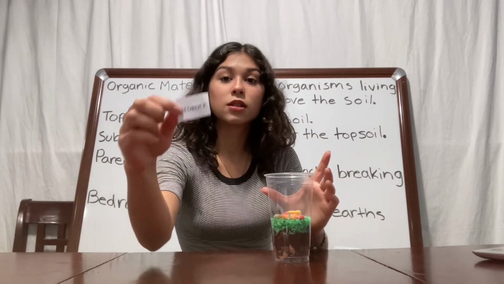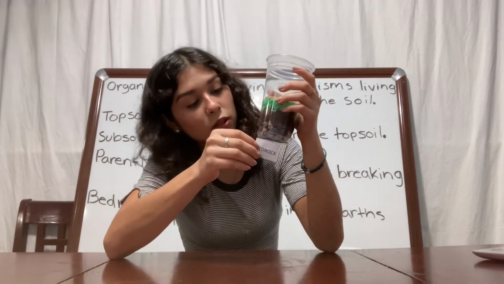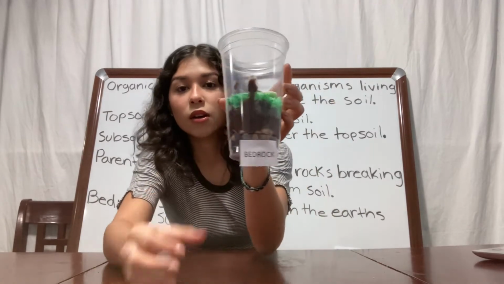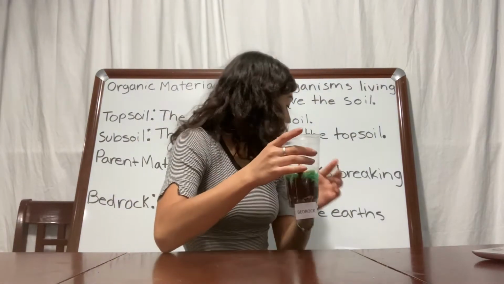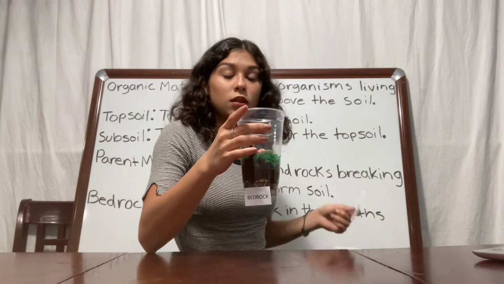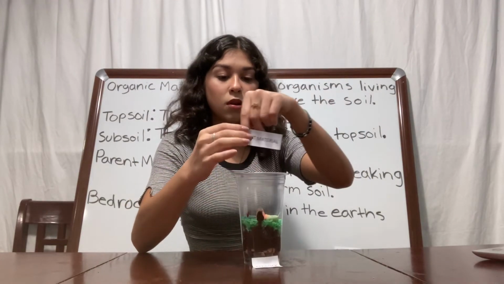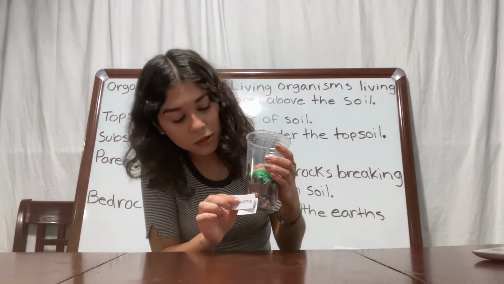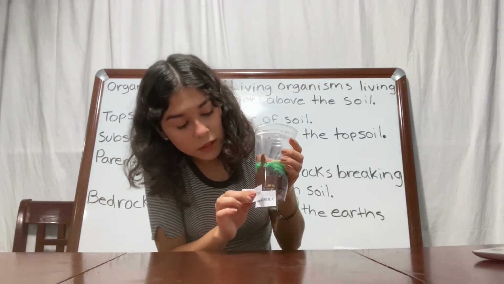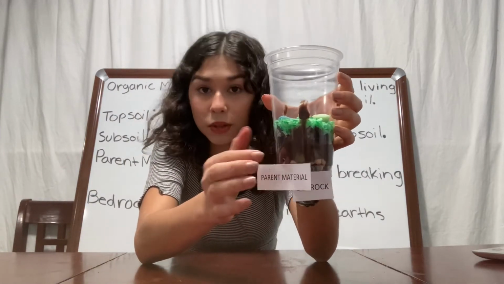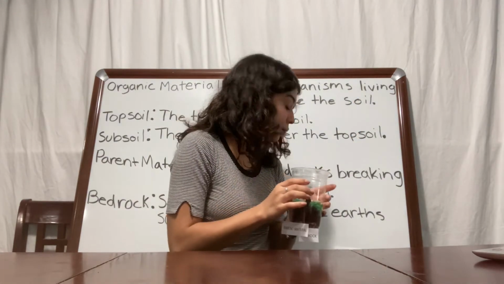Just like we discussed, the very first layer all the way at the bottom is the bedrock. This is going to be kind of hard since it's hard to see. Bedrock at the bottom. Then we have parent material, so we're going to put parent material right above. It's a little hard to see. I don't want to cover the other layers, so I apologize.